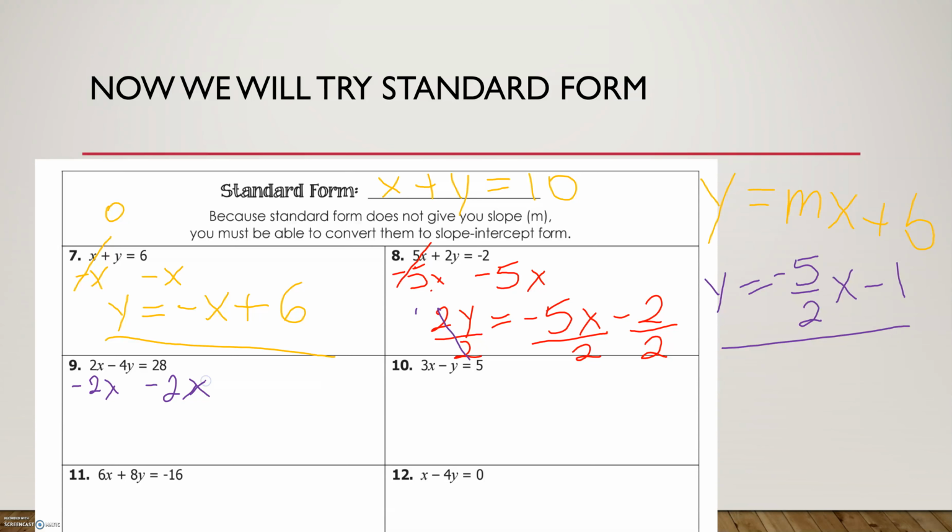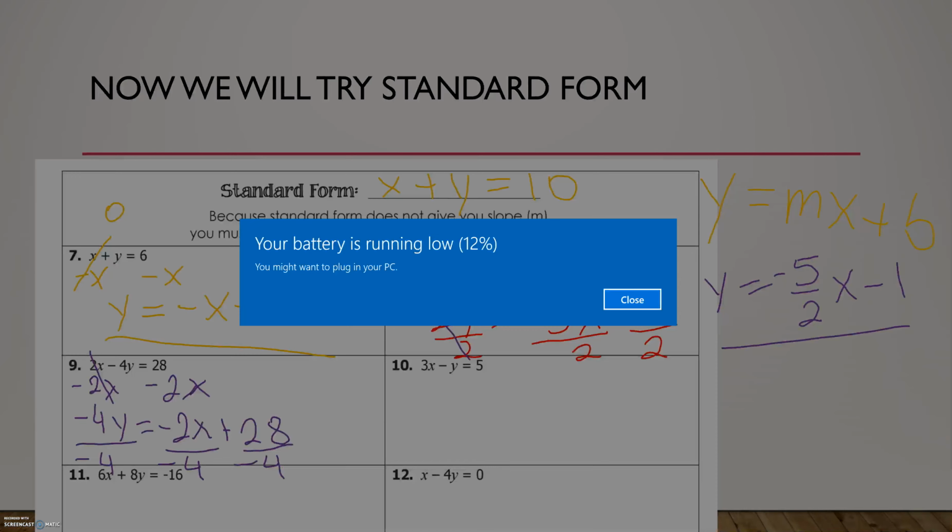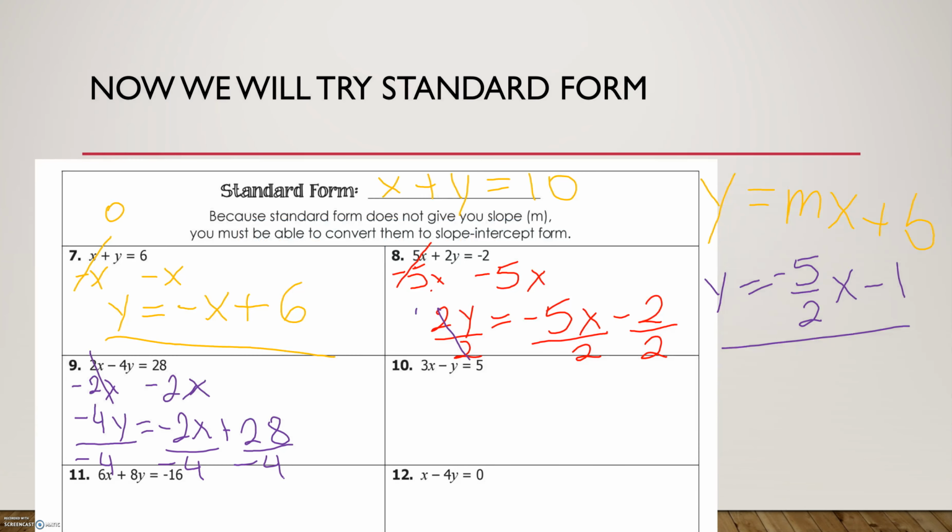Negative 2x. So 2x minus 2x is 0, and here I am left with negative 4y, which is equal to negative 2x plus 28. Don't forget the 28. Here we go. And now we're going to divide everything by negative 4, because you want to get y by itself, and negative 4 is attached to y, so it has to be canceled out.